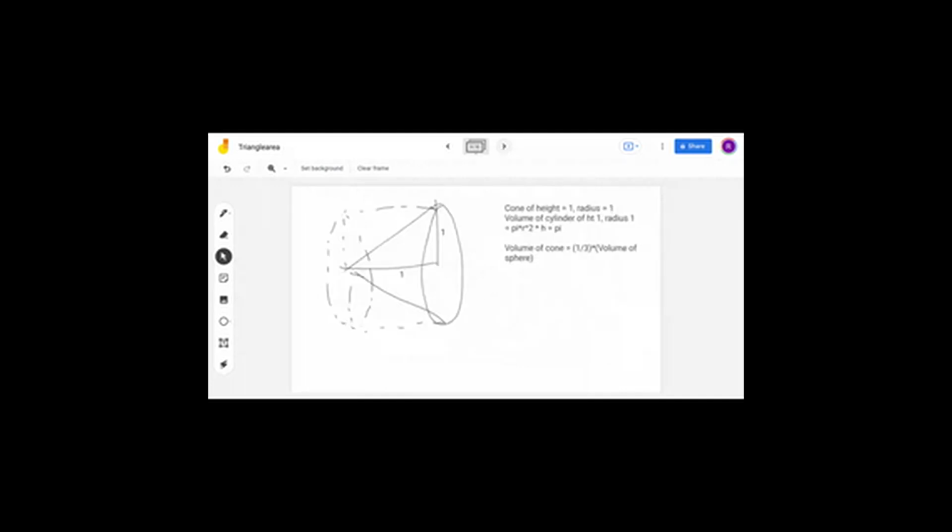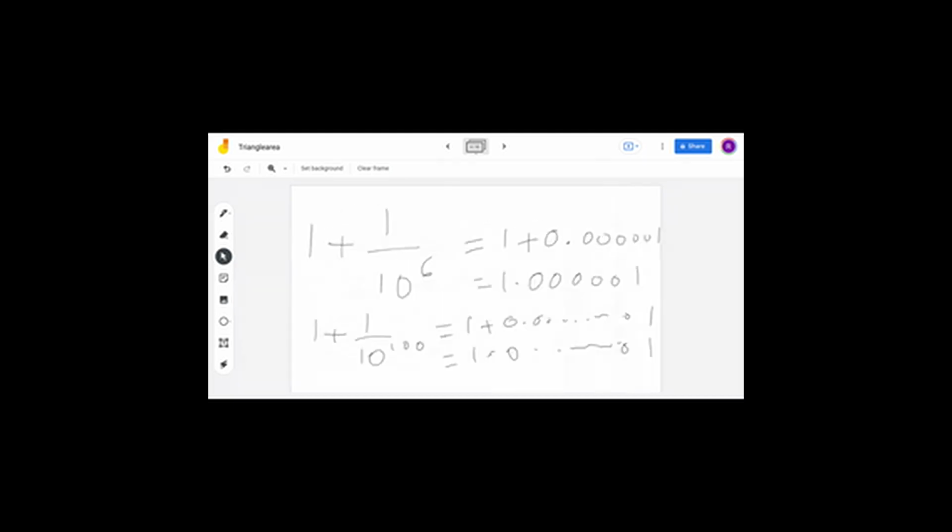Why does it become 1/3? Can someone tell why does it become 1/3? So can we use what we did? Why is it not half? Why is it 1/3? Does someone have any ideas how to get the volume of the cone? By adding small things. So what were we doing there? We were adding small tiles, right? We were adding to get the area of the triangle. We were adding these thin strips.